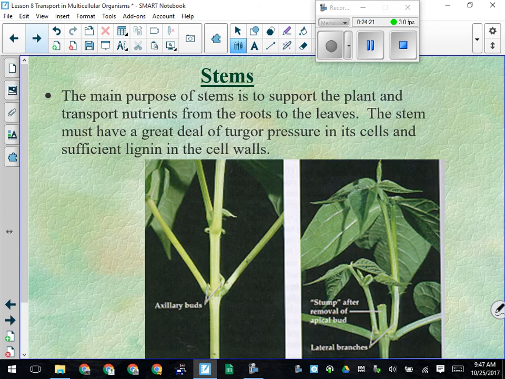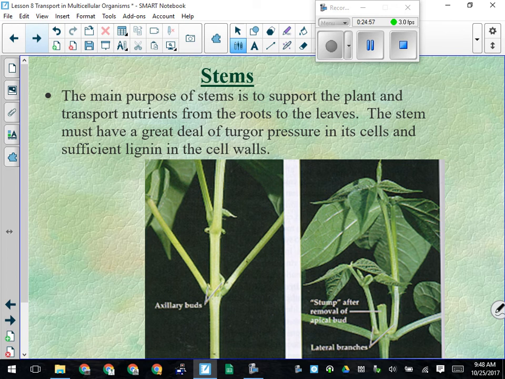And then the stems. The main purpose of the stem is to support the plant and to transport material. So it's support and transport that is the stem's job. The cells there can carry out some photosynthesis, but it isn't their primary job. The stem often looks quite a bit different than the leaves of the plant do. It's sometimes a different color. So it can carry out some photosynthesis, but the bulk of its job is support, which is why the cells have a little bit more turgor pressure, thicker cell walls, lignin if it's a woody plant, things like that.